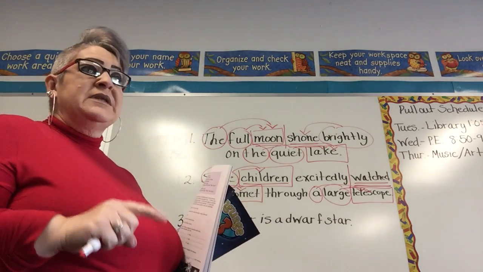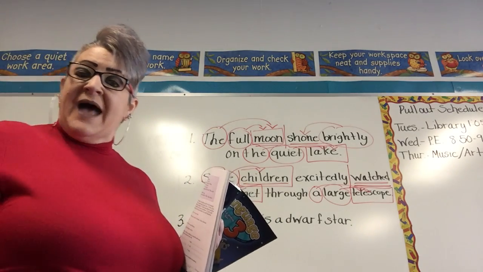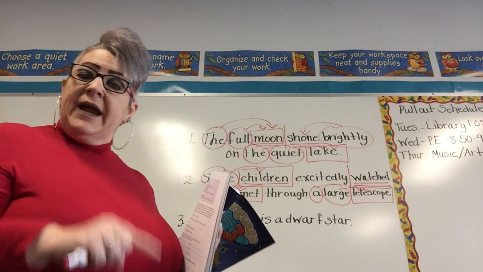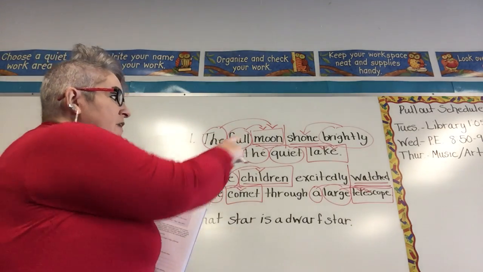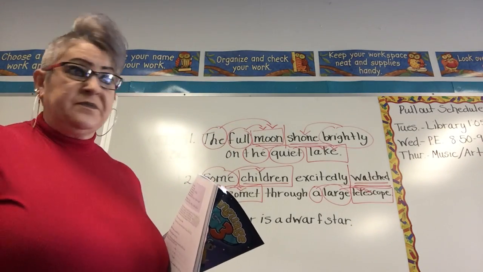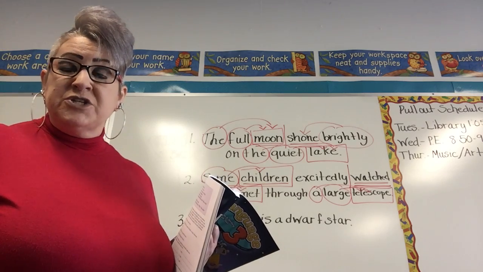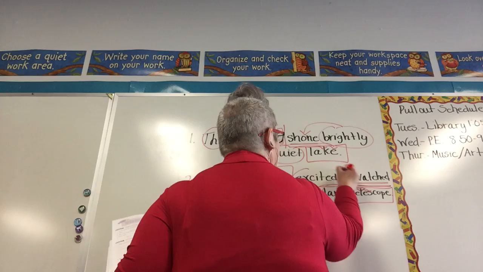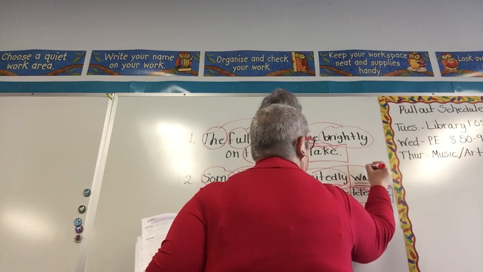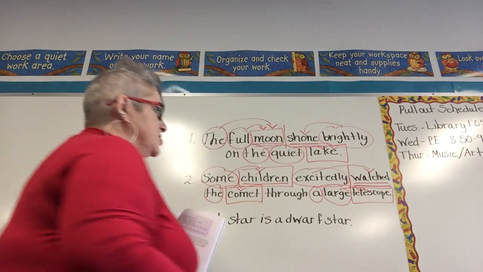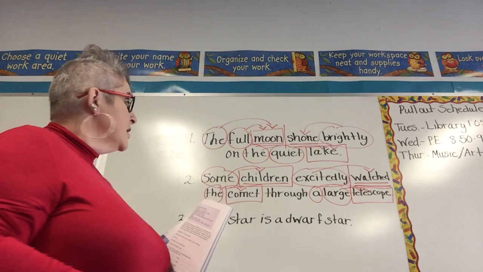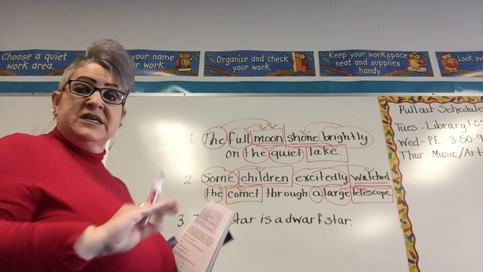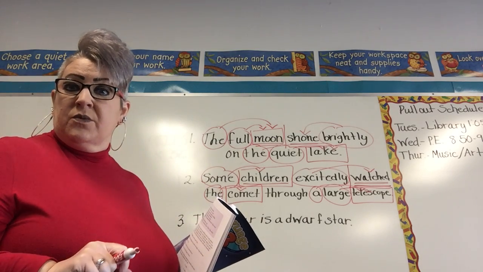The next part. Now we're going to circle the adverb that describes the verb and draw an arrow from it. Well, the verb is watched. How did the children watch? Excitedly. So I'm going to circle excitedly and draw an arrow from excitedly to watched. Looky there, boys and girls. There's another sentence. The only word that doesn't have anything done to it is the word through.